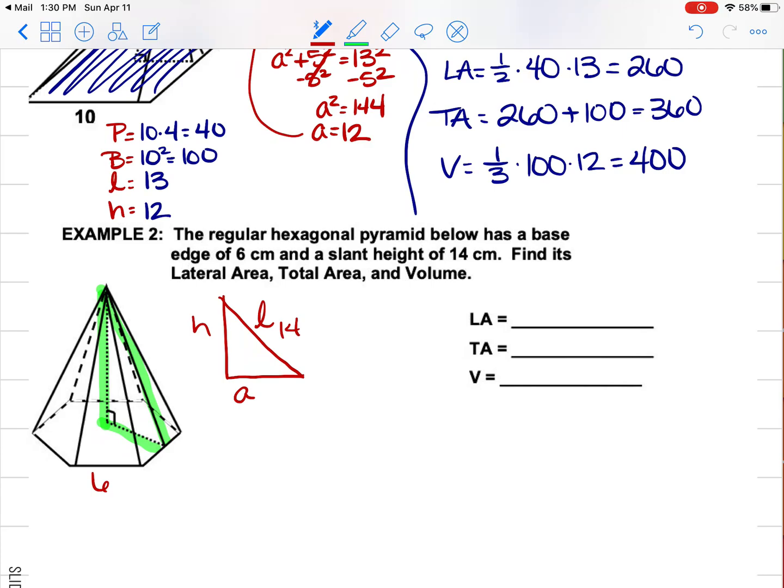Okay, so we can't do Pythagorean theorem yet because we only have one side. We need to take advantage of knowing what we know about hexagons to find our apothem so that we can then find our height. So let's use this hexagon down here. And let's draw our apothem. Let's make our right triangle.